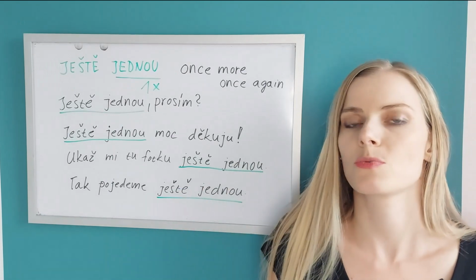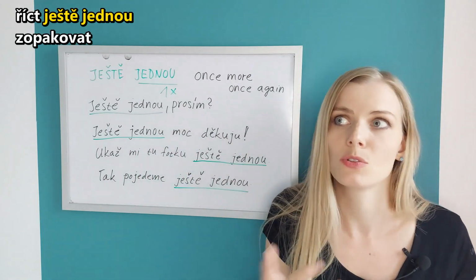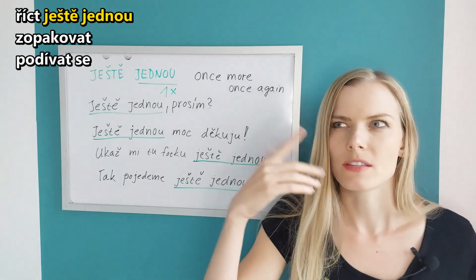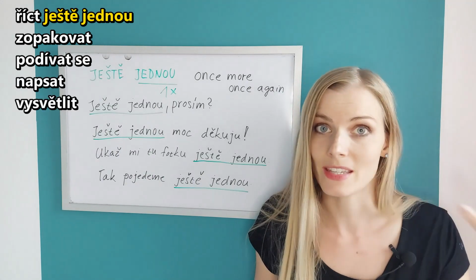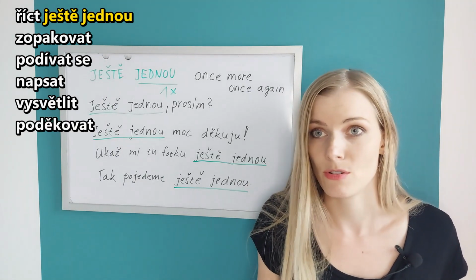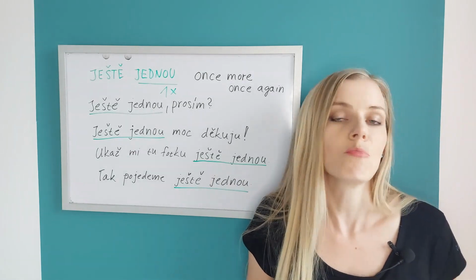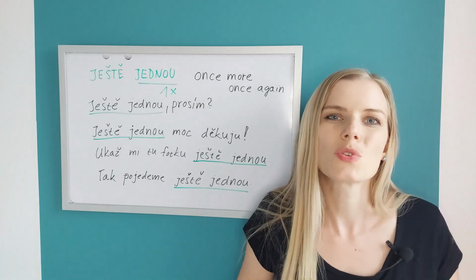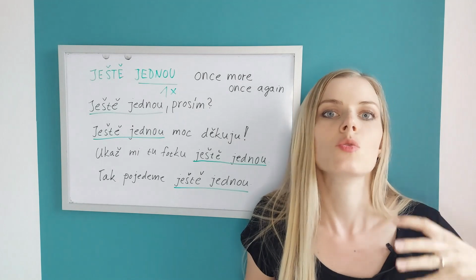Ještě jednou is often used with verbs such as říct ještě jednou, zopakovat ještě jednou, although that seems redundant to repeat once more, but that's also how we use it commonly. Podívat se ještě jednou, look again. Napsat ještě jednou, write again. Vysvětlit ještě jednou, explain once more, because you didn't get it the first time. Poděkovat ještě jednou, say thank you once more because it was really helpful, etc. As I mentioned, it's mostly related to communication, but of course you can also use it with other verbs to do something one more time. But remember that we are specifically saying that something will be done once more.